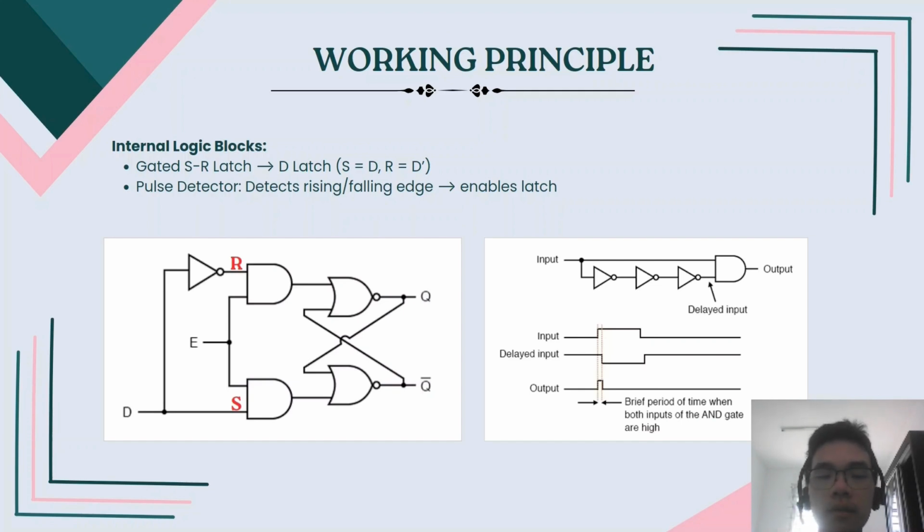Finally, we add a pulse detector. This component detects the rising edge of the clock by briefly enabling the latch at that moment using a delay, and then combining the delayed and direct clock signals in an AND gate. Together, these blocks make the D flip-flop act edge-triggered, even though its internal parts are level sensitive.